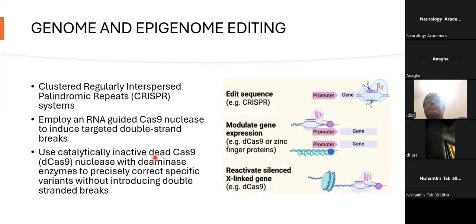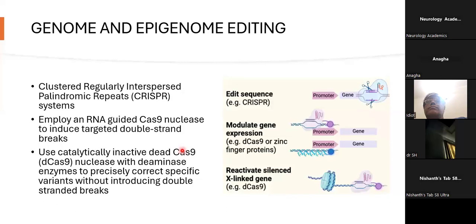Another method of genome therapy, which is coming in a big way, is genome editing therapy, which is mainly by the CRISPR systems. CRISPR refers to clustered regularly interspaced short palindromic repeats. So here, like I've shown in the diagram for genome editing, they employ an RNA-guided nuclease to induce targeted double-strand breaks. Cas9 refers to CRISPR-associated protein 9. So here there is introduction of a nuclease enzyme that induces targeted double-stranded breaks. And there is associated introduction of a complementary DNA that will act for the deficient mutation.